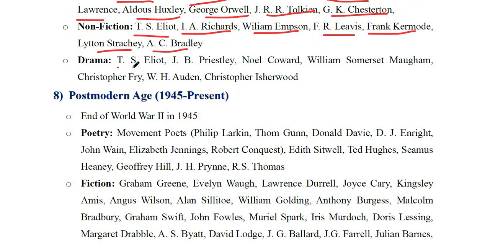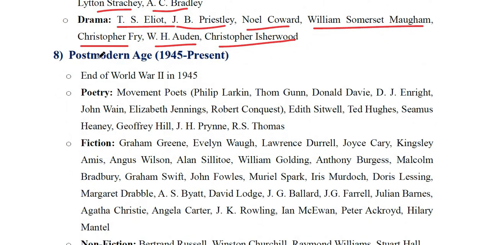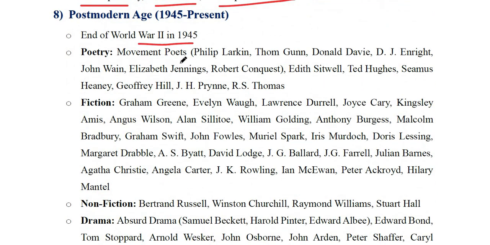Among the playwrights in the modern age, we have T.S. Eliot, J.B. Priestley, Noel Coward, William Somerset Maugham, Christopher Fry, W.H. Auden, Christopher Isherwood. And we come to the latest period in the history of English literature, that is postmodernism, that begins with the end of World War II in 1945, and it comes to the present time. So it is the most developed and most proliferated period of literature, and we have so many writers during this period.